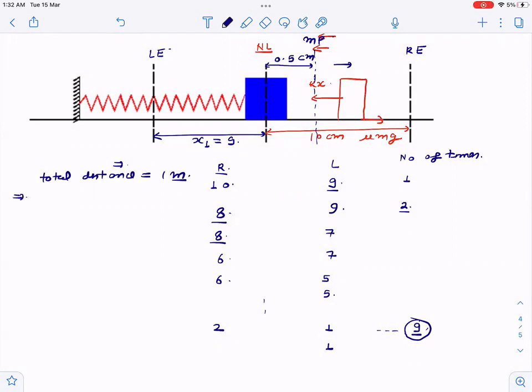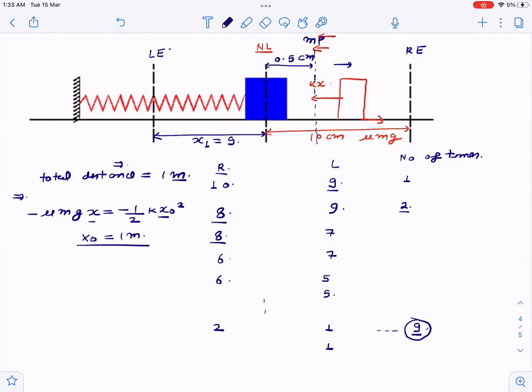So if I apply work energy, and if the total distance is x, then the work done by friction will be minus mu m g x, and this is going to be equal to minus half k x naught square. Here x naught is what? 10 centimeter. x is the total distance. You can substitute the values. You're going to see that from here also x naught will come out to be 1 meter only. Fine. So I hope this is clear till now.